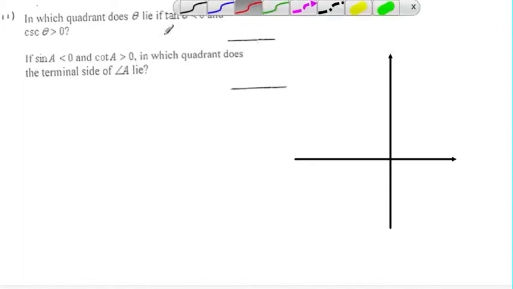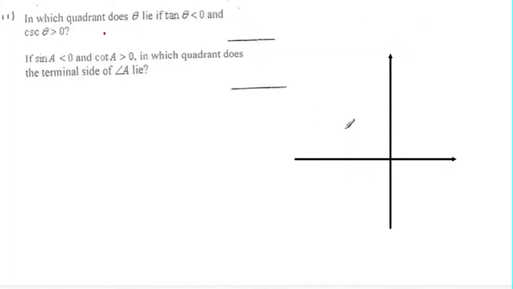Same deal as before. Tangent is negative. That means we're looking at the second and then fourth. But cosecant is the reciprocal of sine, so sine has to be positive. Sine has to be positive, then we're looking at the second quadrant.